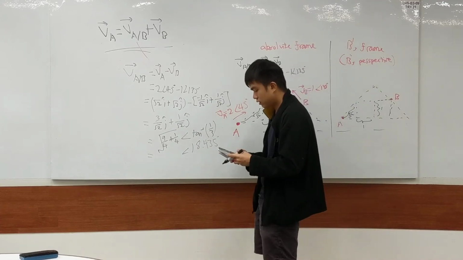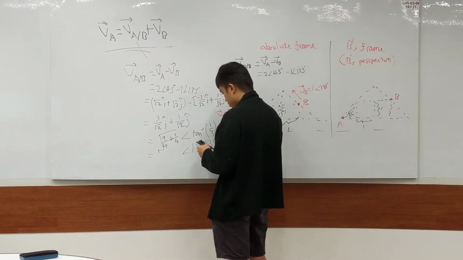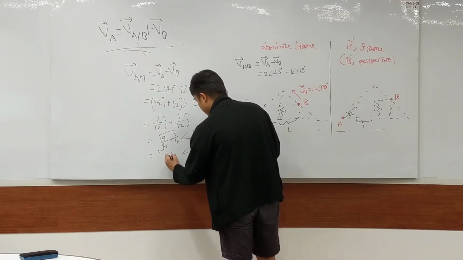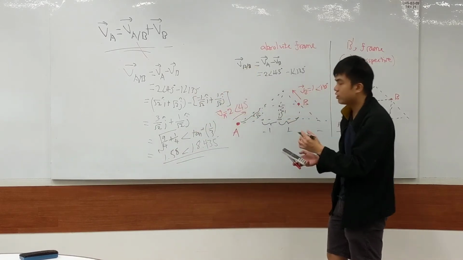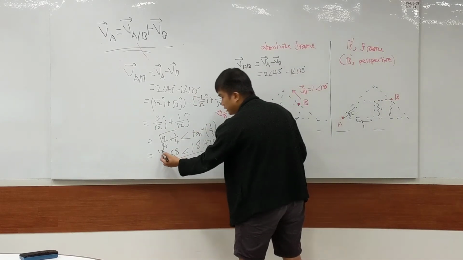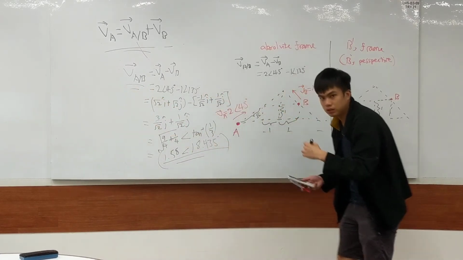And to make things complete, 9 divided by 4 plus 1 divided by 4, square root the whole thing, you will get 1.1. Now this goes through the whole process. What is this thing? This is the vector of velocity of A with respect to B.